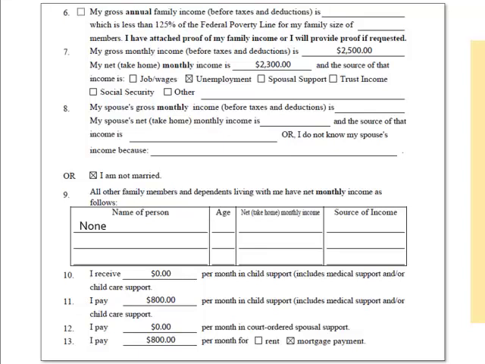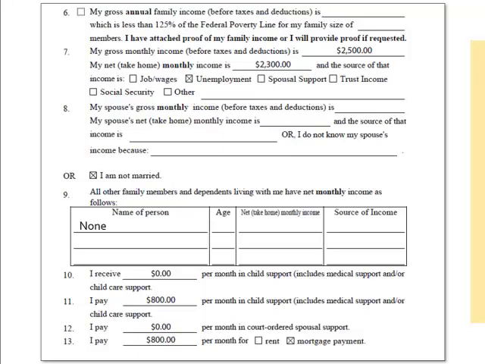List all of the family members and dependents living with you for question 9. Fill in their name, age, as well as their net monthly income and source of that income. Be sure to list 0 if they do not have any income. If you do not live with any other family members and do not have dependents living with you, fill in none. Question 10 through 15 ask you about your expenses, assets, and debts.